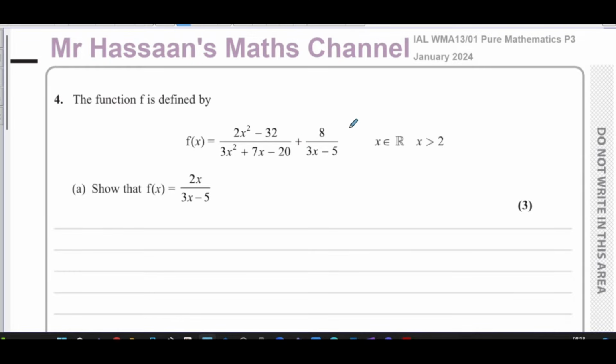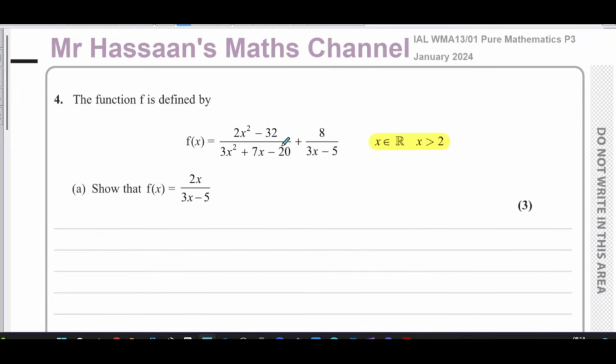Here we have a function defined by f of x is equal to 2x squared minus 32 over 3x squared plus 7x minus 20 plus 8 over 3x minus 5, where x is an element of the real numbers and x is greater than 2. Show that f of x equals 2x over 3x minus 5. Okay, so here we're given a domain which will most probably come in useful in the question somewhere. So don't forget about that.